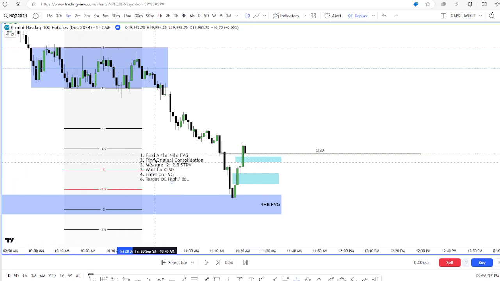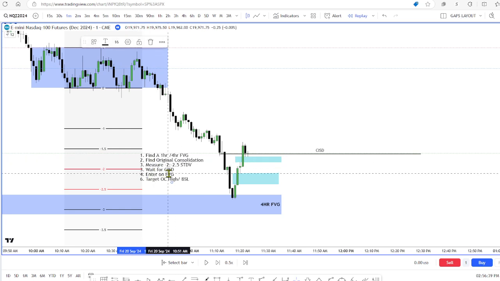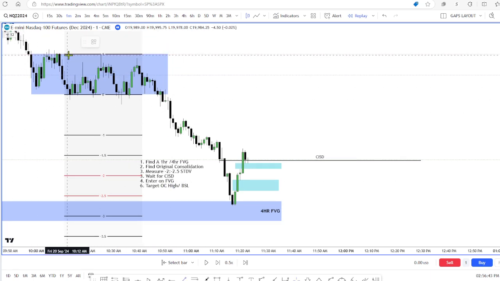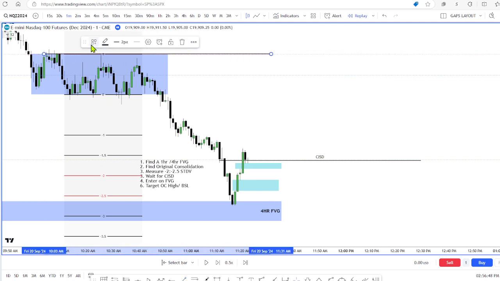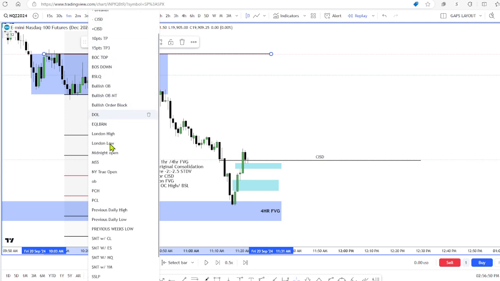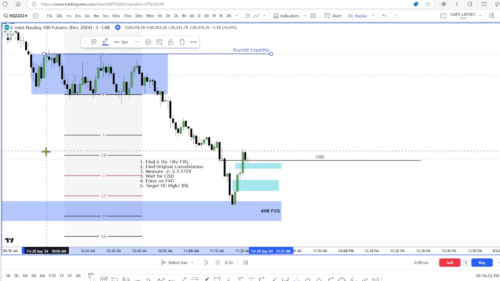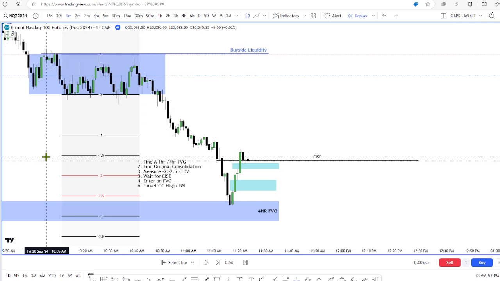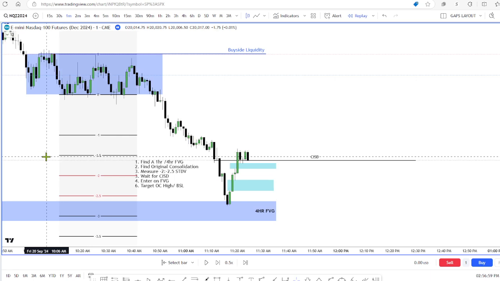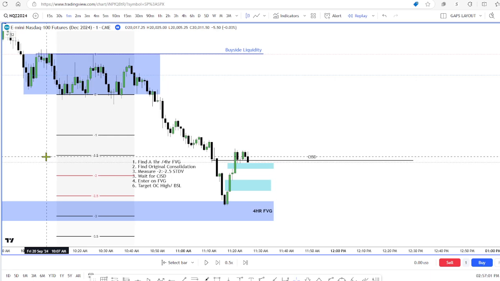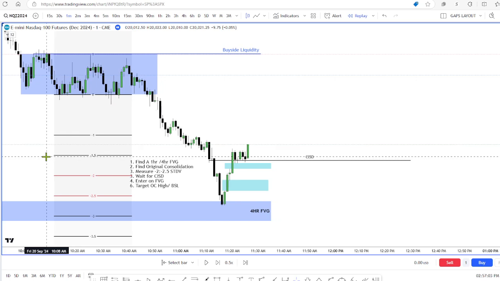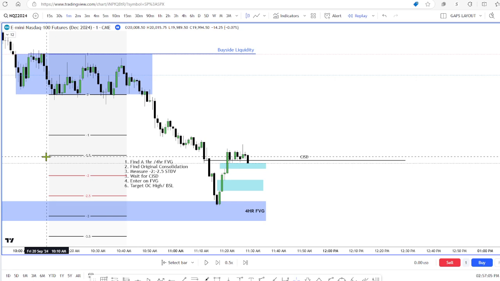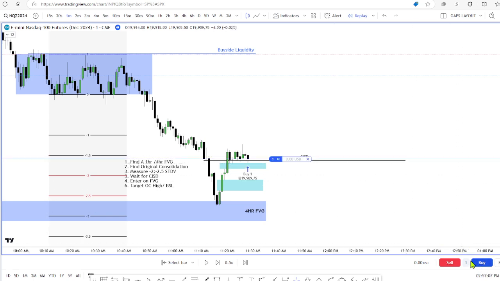Okay, so this enter on the fair value gap, and we're going to target the original consolidation high or buy side. So we have these highs in here as our buy side liquidity and our target. Okay, so we're going to wait for price to tap into this fair value gap. There we go. There's your entry.